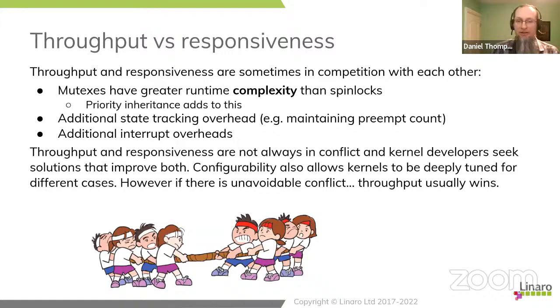Okay, so we're at 20 past the hour, and I just want to talk briefly about the philosophy that many Linux kernel maintainers adhere to. Not all, but many. And that's with respect to throughput and responsiveness, because throughput and responsiveness are sometimes in competition with one another. I mean, we see that with the decreasing worst case execution time and decreasing performance that we talked about before. And that comes for a number of reasons.